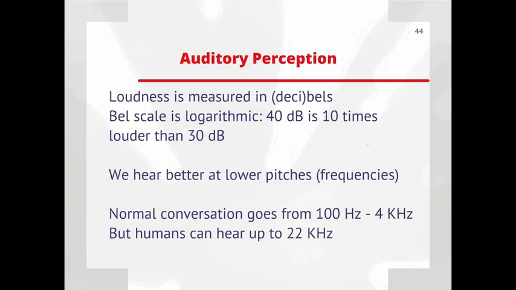We perceive loudness over a very different spectrum of measures. We can hear things up to, let's say, 120 decibels, all the way down to 10 decibels. That's an amazing 12 orders of magnitude of difference in loudness, okay? But in terms of frequency, pitches, we also have this ability to hear much better at lower pitches than higher pitches. So humans can hear pretty much from 100 hertz all the way up to 22 kilohertz. So that's, again, a very large range. The hertz range is not a logarithmic range, it's a linear range, okay?